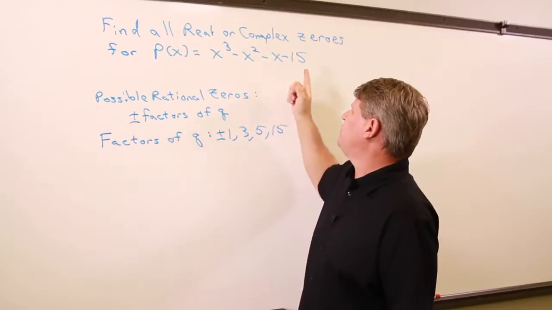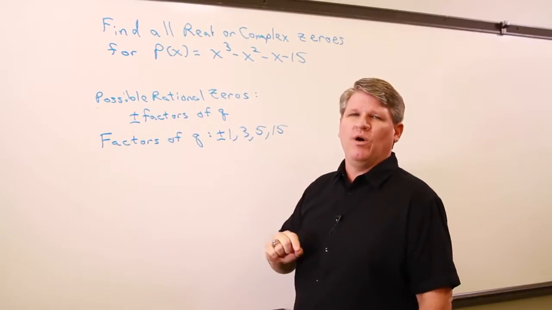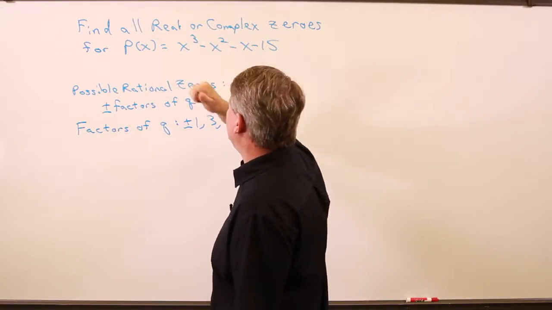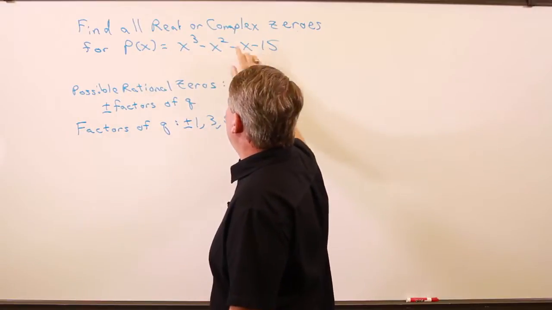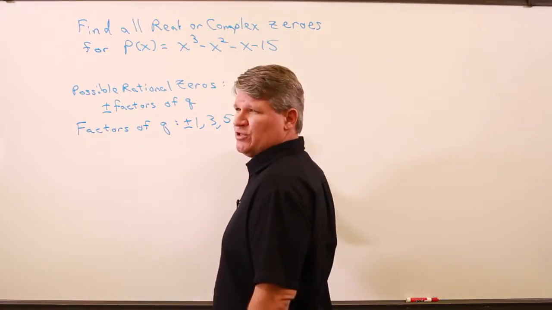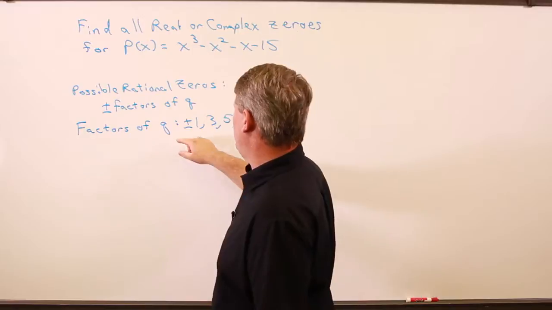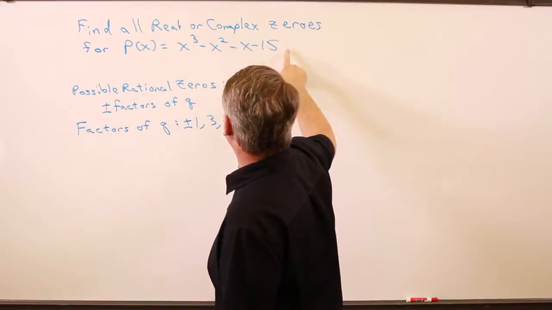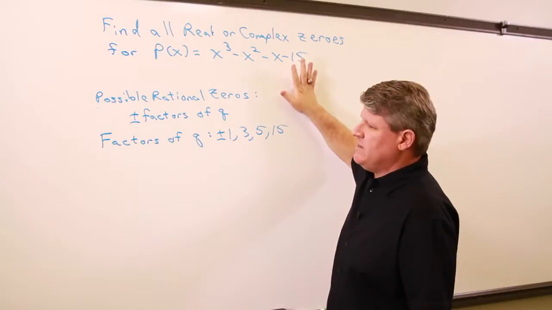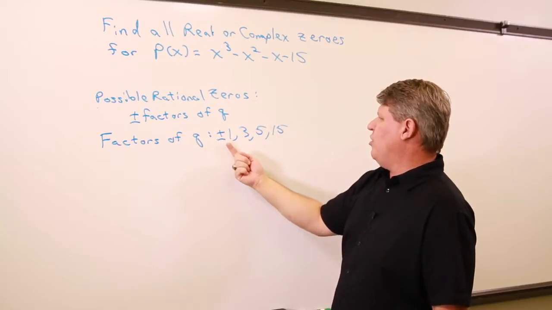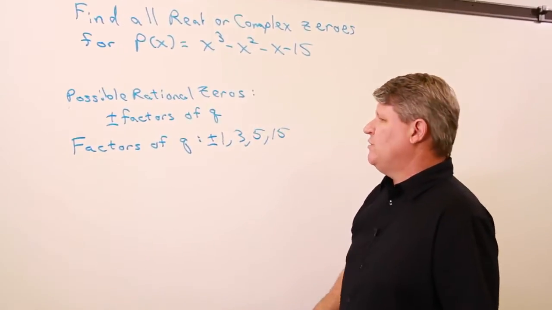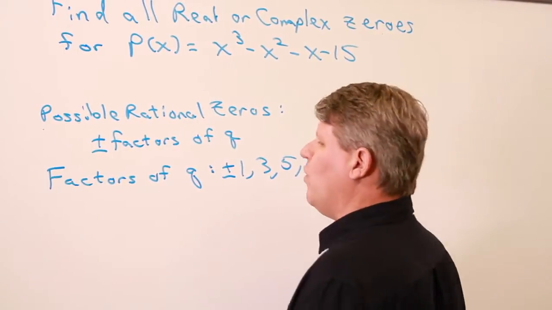Now, the good news is the rational zero theorem will help us determine what we need to use for guesses. In this case, our leading coefficient is a 1. So according to the rational zero theorem, if your leading coefficient is a 1, you don't really have to mess with any fractions. We're going to do everything with integers. Our possible rational zeros are factors of our constant term. In this problem, our constant term is negative 15, and the factors of negative 15 are plus or minus 1, 3, 5, and 15. So we're going to start off by guessing positive 1.